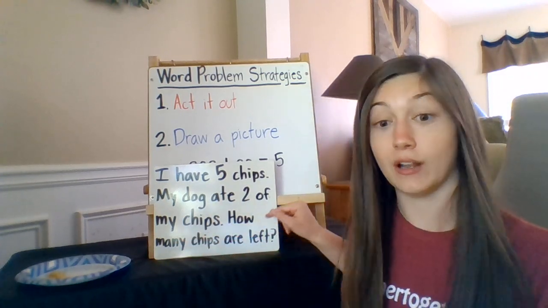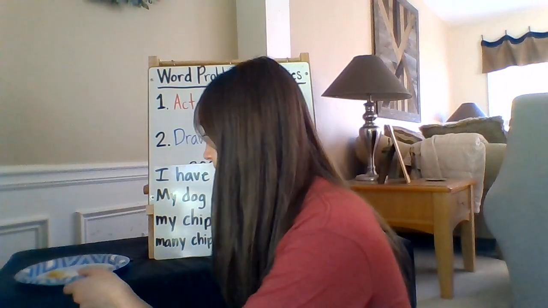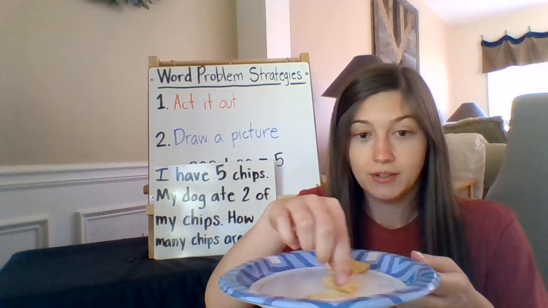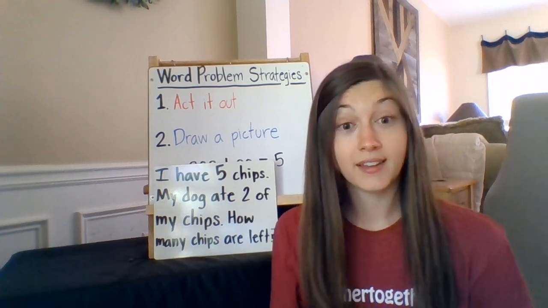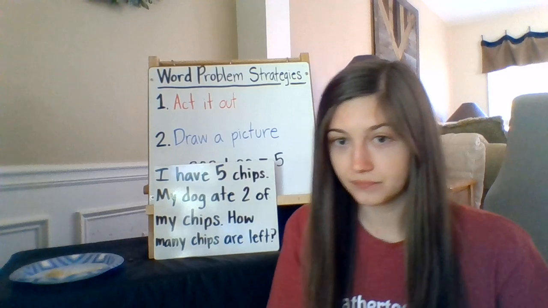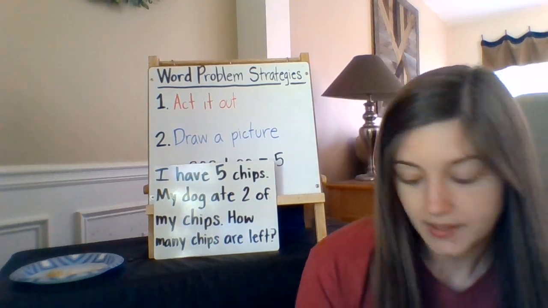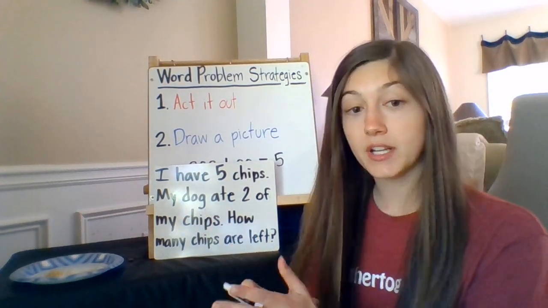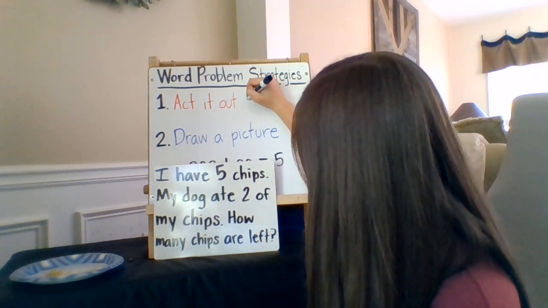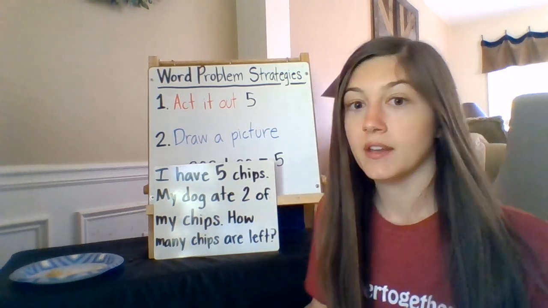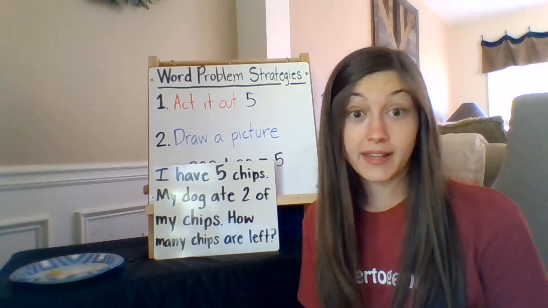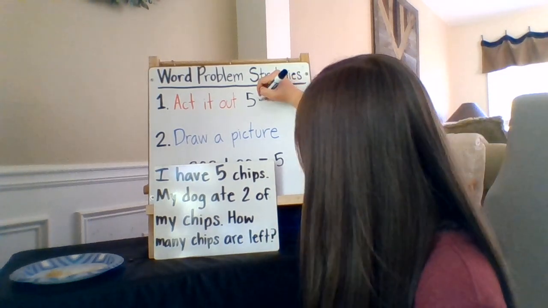How many chips are left? Let's count and see. Ready? 1, 2, 3. I have 3 chips left over. So let's make a number sentence for that. So I started with how many chips? 5. There were 5 chips on my plate to start. Now we said we're doing subtraction because my dog ate 2 of my chips and that's taking away. So we need to draw a minus sign.